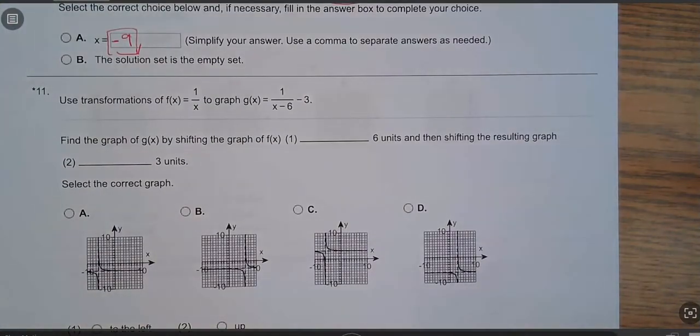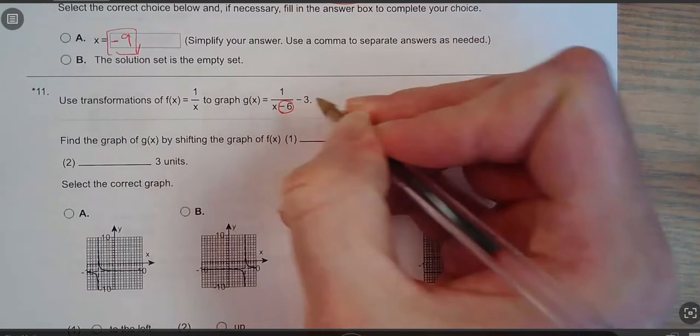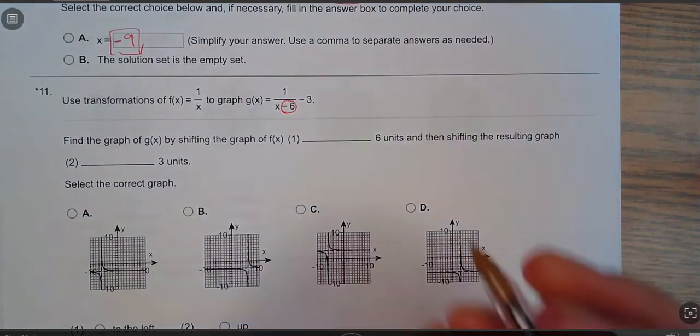Number 11, these guys, this, when you have a minus 6 with the x, that means right 6.